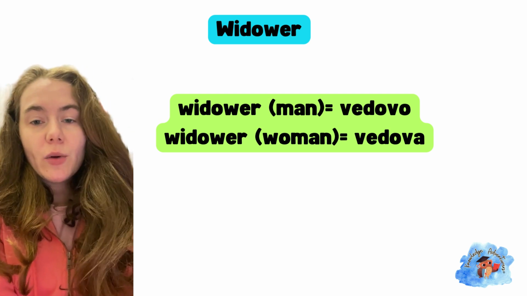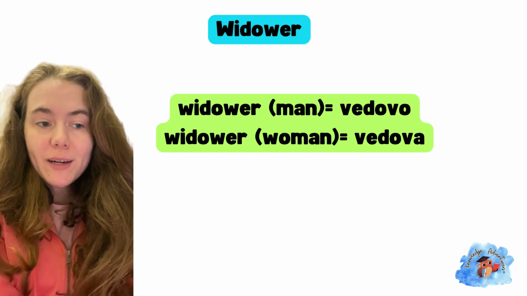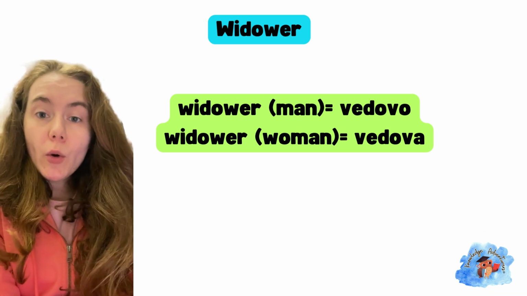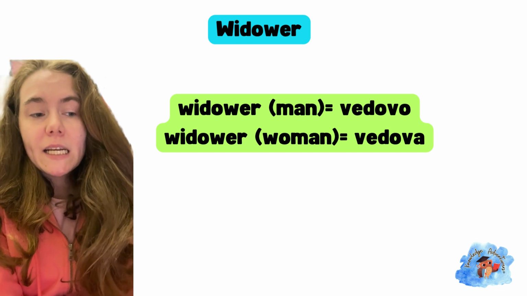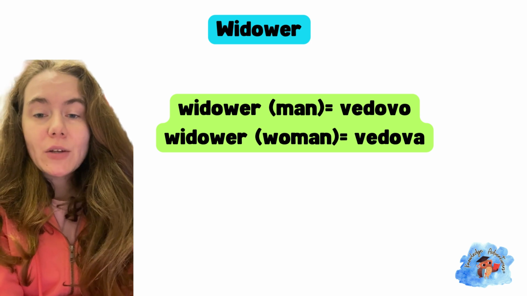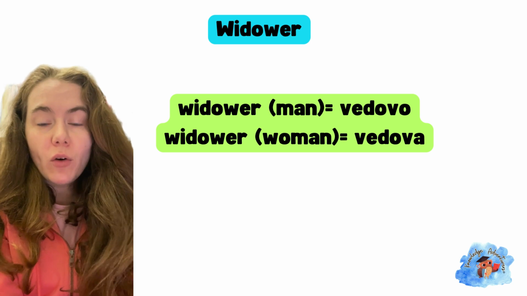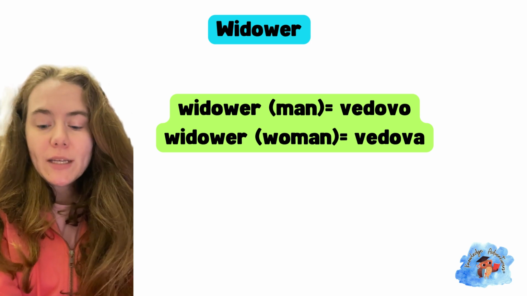Widower, so somebody who has lost through death their partner, the person that they were married to. You're going to end with an O for a guy, A for a lady. So we have vedovo. That's a guy who's lost his wife. And then vedova would be a lady who has lost her husband.